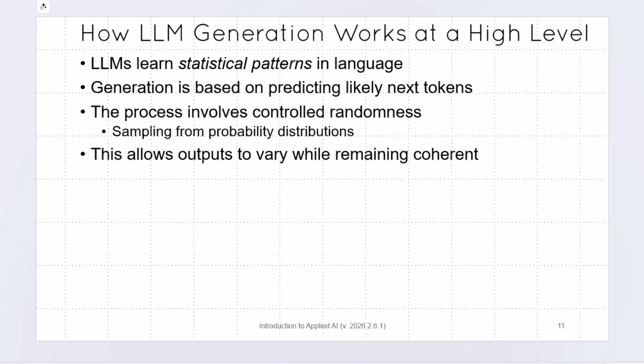How does LLM generation work at a high level? LLMs learn statistical patterns in language. Generation is based on predicting likely next tokens. Again, back to the advanced autocomplete idea. The process involves controlled randomness. It samples from probability distributions, and that allows outputs to vary while remaining coherent.